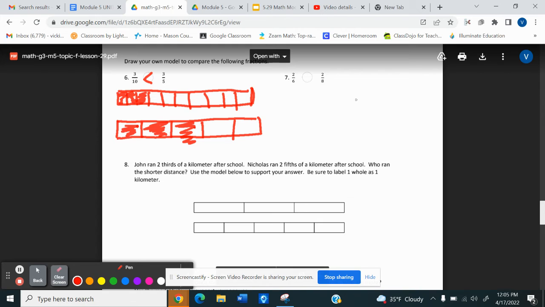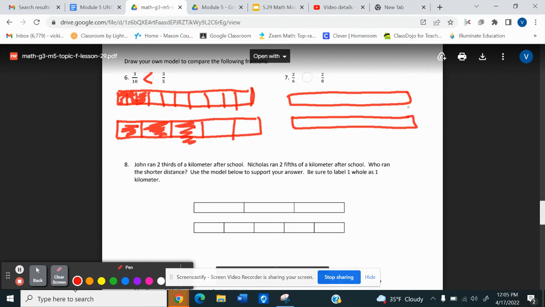Okay. My next two fractions to compare are 2/6 and 2/8. All righty, so let's draw. Remember, we want them about the same size. They are not perfect when we draw them, but we want to get as close as possible.